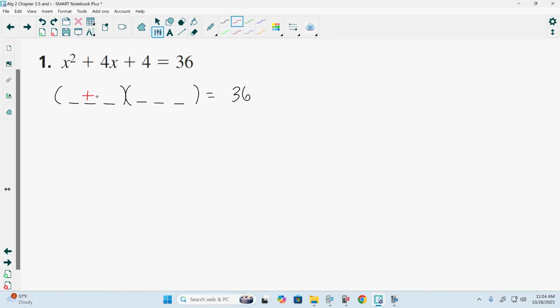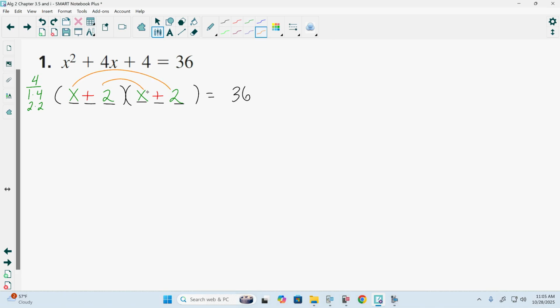Since the third term is positive, the signs are the same and match the sign of the middle term. So we'll have plus and plus. Factors of x squared: the only ones we have are x and x. And the factors of 4 are 1 and 4 or 2 and 2. Now we're going to pick 2 and 2 because, again, we want this perfect square trinomial. We want to be able to write it as a single set of parentheses being squared.